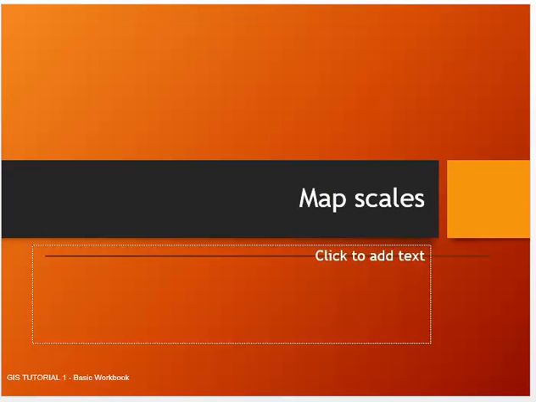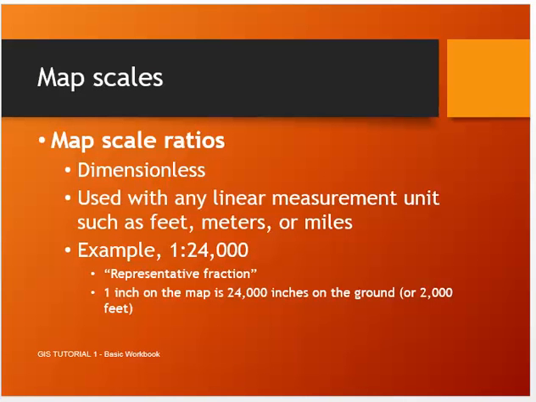Let's talk a little bit about scales. We've mentioned this a couple of times, but there are various ways of putting together map scales. Ratios. Okay, these are unitless, dimensionless. They can represent any measurement unit. Okay, 1 to 24,000: 1 unit on the page is equal to 24,000 of the same unit on the surface of the Earth.